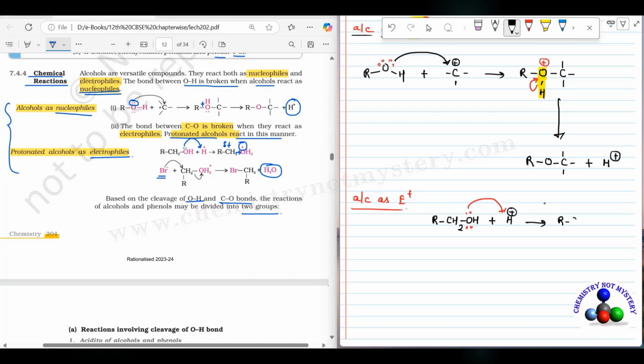So this is RCH2, which is bonded to oxygen, and oxygen is bonded to 2 hydrogens. As oxygen donated a pair of electrons to H plus, oxygen develops a positive charge. Now this positively charged oxygen withdraws electron density from the carbon. As oxygen withdraws electron density, this alpha carbon becomes electron deficient, and this electron deficient alpha carbon acts as an electrophile.